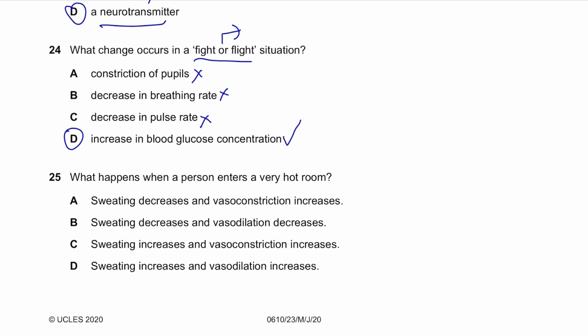If it's hot, obviously your sweating increases. Then is it vasoconstriction or vasodilation? Your blood vessels will need to expand, especially the ones near the skin surface, so that there will be a higher rate of heat loss through radiation, and it will help you to lower your body temperature. So the answer is D, sweating increases and vasodilation increases.